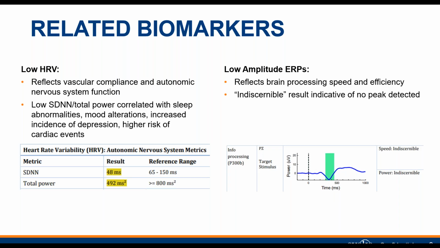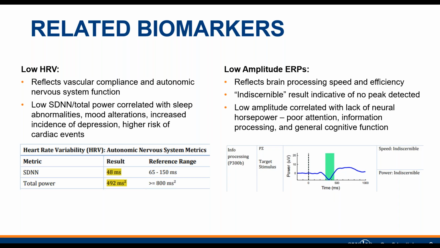It's an indiscernible result, meaning clinically that this is a pretty severe case, and we would see this low amplitude correlated with essentially a lack of neural horsepower. So things like poor attention, information processing, and general cognitive function are going to be symptomatically related to low amplitude ERP. And it makes sense why blue brain would be linked to low amplitude ERPs. Again, there's just literally a lack of energy to do any type of processing, not only in resting state condition, but behaviorally in our go/no-go task where we're measuring the ERPs.